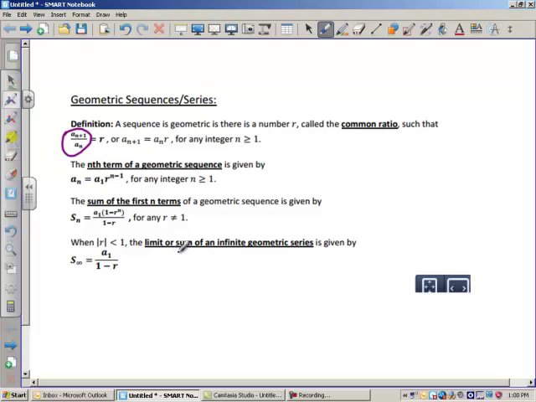And then if we are going to add up an infinite geometric series, that means we're going to keep going on and on forever. The summation will be a sub 1 divided by 1 minus r, but that's provided that the absolute value of r is less than 1. We'll see an example of that as well. So let's just get after this.